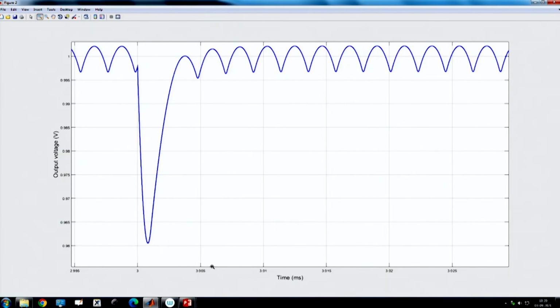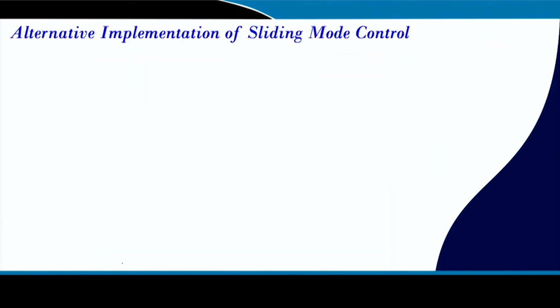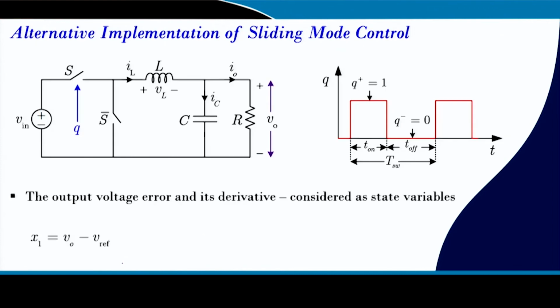So, if we add the integral action, that means if you go back to the switching surface, here our sigma x, I am considering, is IL minus I0 plus Kp into V0 minus Vref plus Ki into integral of V0 minus Vref dt. So, this integral action we are just incorporating and that will act very slowly, so that our steady state error can be eliminated.